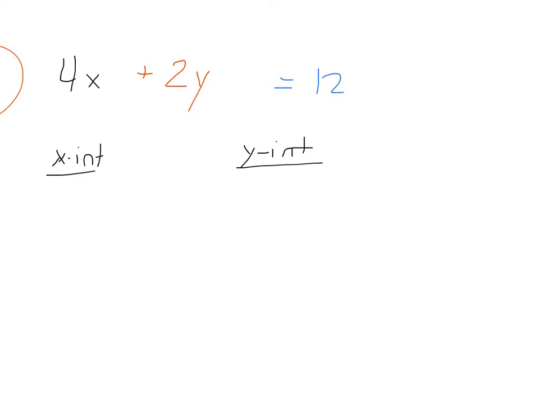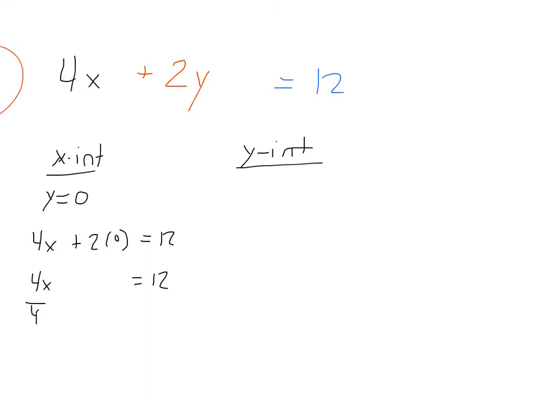All right, so I remember if I want to find the x-intercept, I make y 0. So I'm going to do 4x plus 2 times 0 equals 12. Well, 2 times 0 is 0, so I really have 4x equaling 12.